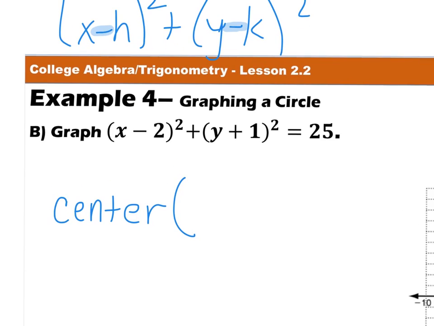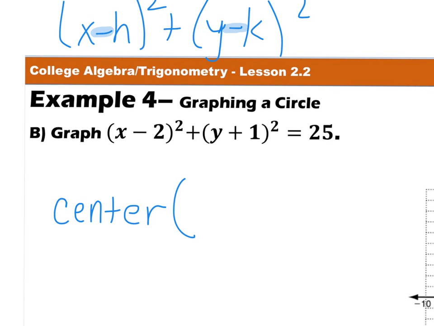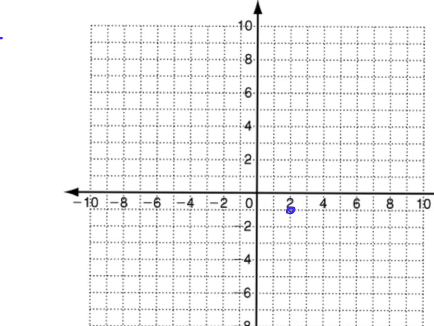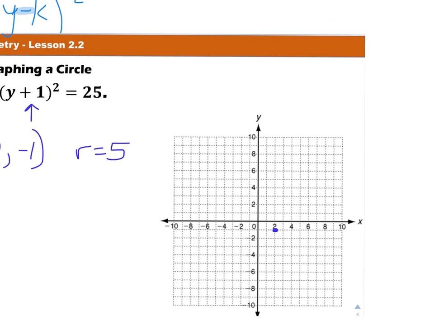So when you are identifying the center, it's always the opposite of what you would think it is. So this looks like it would be -2, but it's really what? Positive 2. This looks like it would be +1, but it's really what? -1. It's always the opposite of the sign that's in the middle. And then what is my radius? 5. So if you were going to graph that, where would you put your center? At 2, -1.